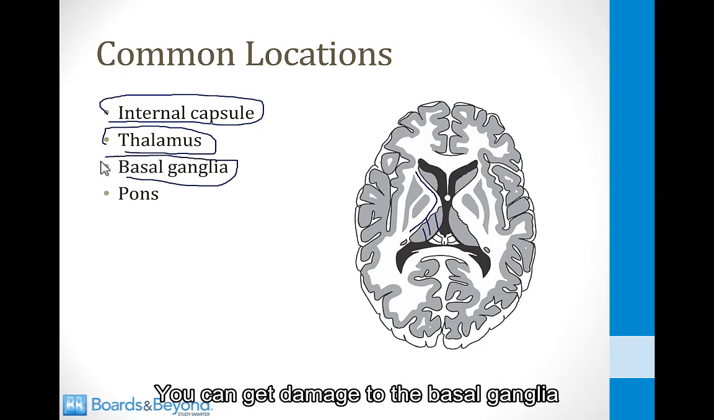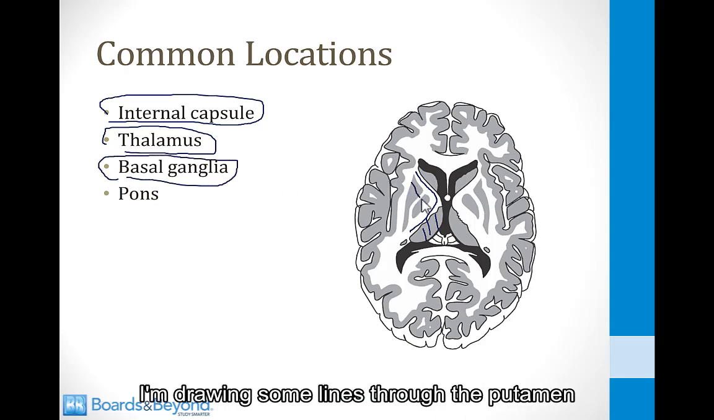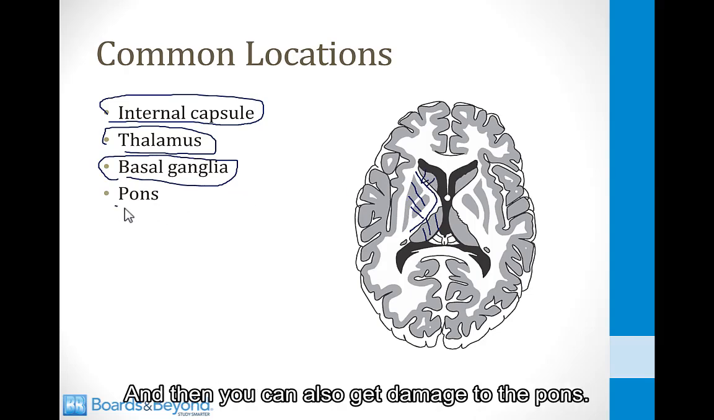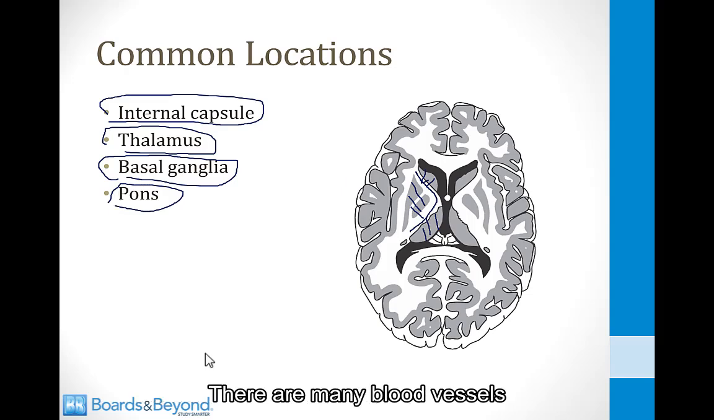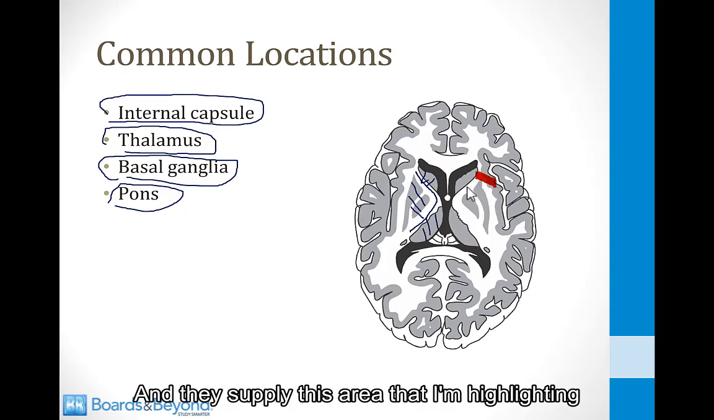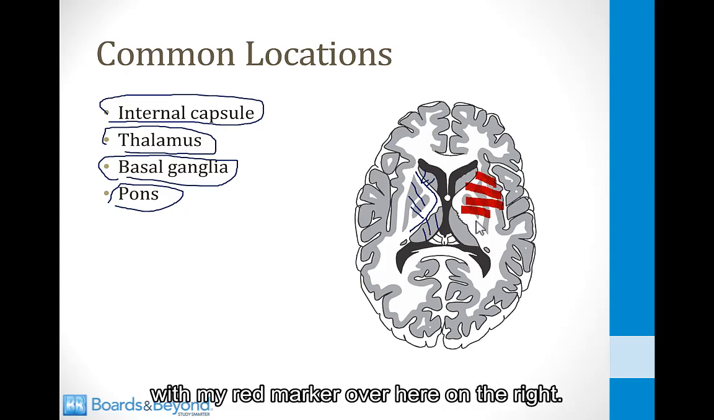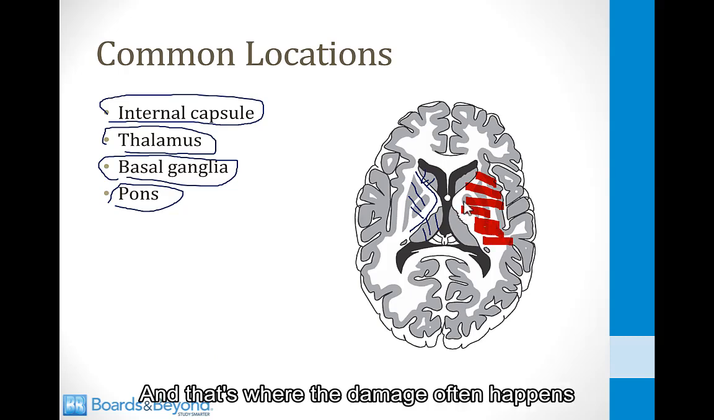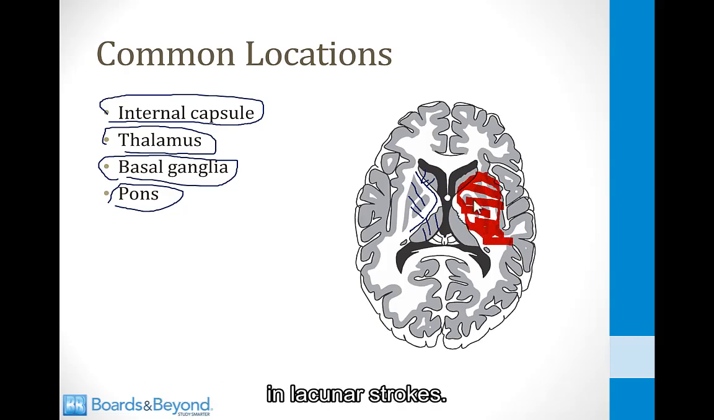You can get damage to the basal ganglia, and over here on the right I'm drawing some lines through the putamen and globus pallidus. Up here is the caudate, and then you can also get damage to the pons. There are many blood vessels which can give rise to lacunar strokes, but one of the most common are the lenticulostriate arteries, which are deep branches of the MCA. And they supply this area that I'm highlighting with my red marker over here on the right. And that's where the damage often happens in lacunar strokes.